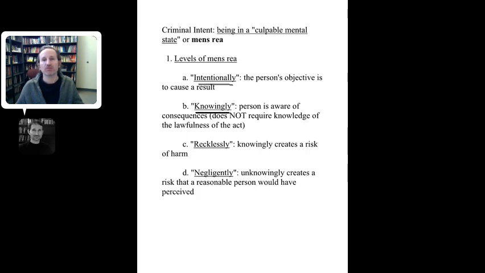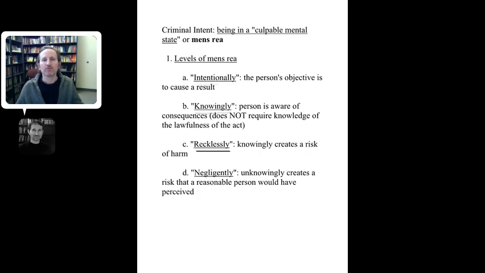The second highest level is if you do something knowingly. Knowingly means that you're aware of the consequences of what could happen, right? So maybe you didn't do something because you wanted to hurt someone. That would be intentionally. If you do it knowingly, it's not that you wanted to hurt someone, but you know that you're going to hurt someone. You're practically certain, in other words, that you're going to hurt someone.